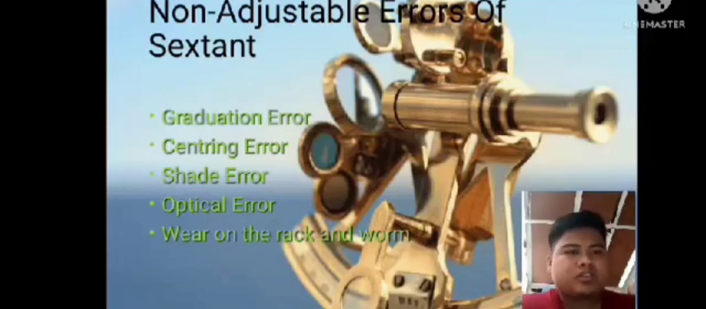The last error is the wear on the rock and worm. This causes a backlash leading to inconsistent errors. Wearing down of the worm can be due to the lack of lubrication. The presence of dust particles and careless handling can cause error.